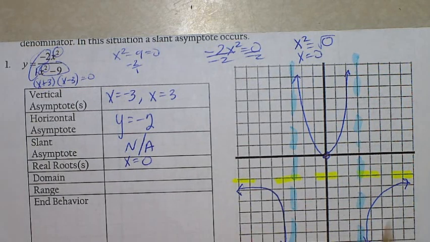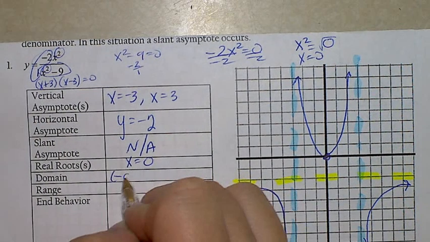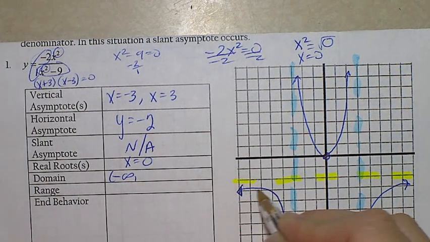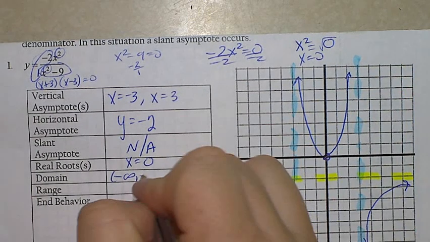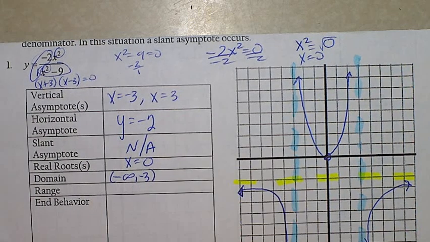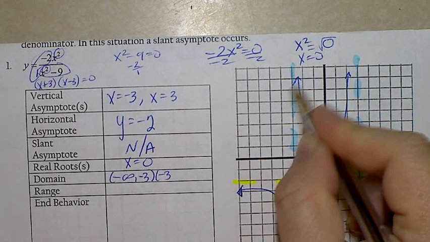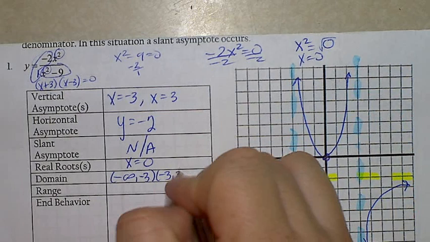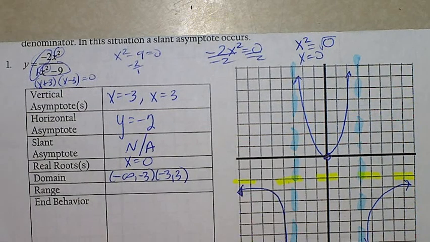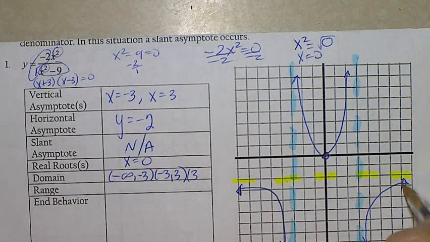Okay, the domain. There's no restriction how far it goes to the left, so it comes from -infinity, it keeps going, it keeps going, and then it hits this imaginary wall, which has a value of -3, and it doesn't touch it, it stops. That's why it is a parenthesis, because it doesn't touch it. And it jumps over this wall and it starts again. And it goes from -3, and it keeps going until it hits the next wall, the vertical wall of +3. Does not touch it. Jumps over it again, and it goes from +3, and there's no limit how far it goes to the right.